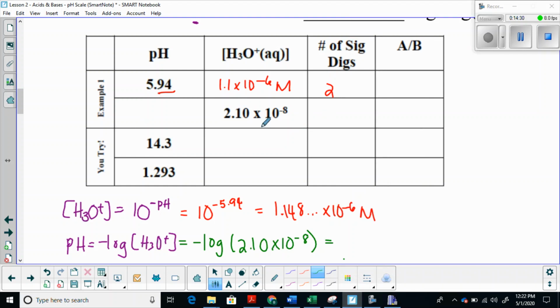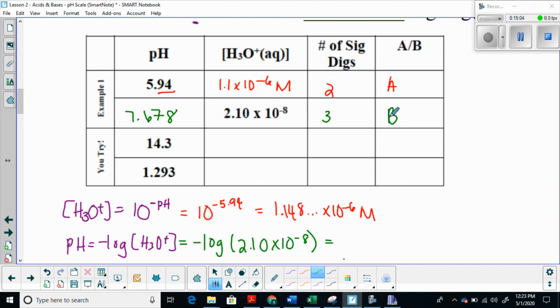Okay, so looking here, how many significant digits do we have? Here we have 3. Remember, hydronium uses regular significant digit rules, and pH uses the special. So if we have 3, we're going to report our answer to 7.678. Okay, let's go ahead and identify the nature of our solution. If we have a pH less than 7, it is going to be an acid. If we have a pH greater than 7, it is going to be a base.